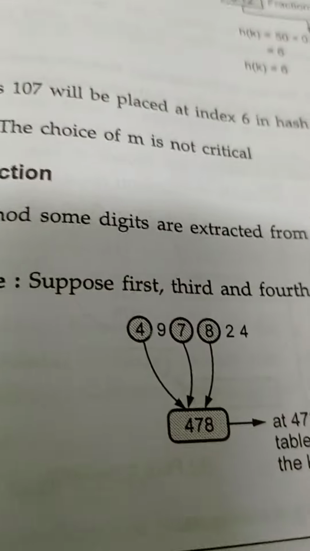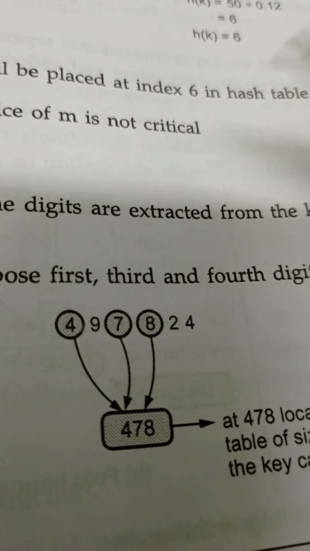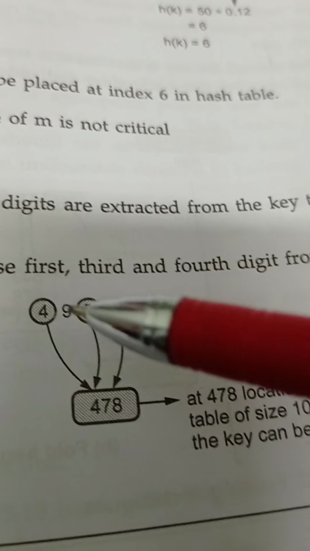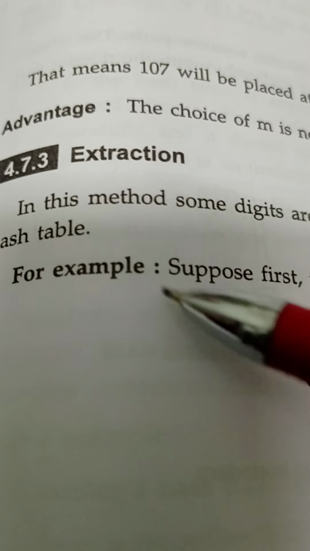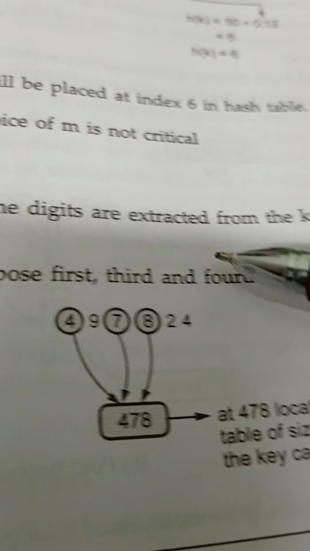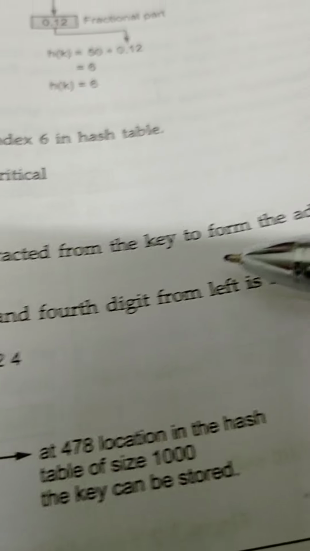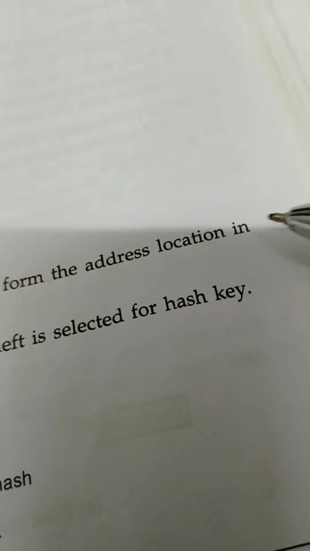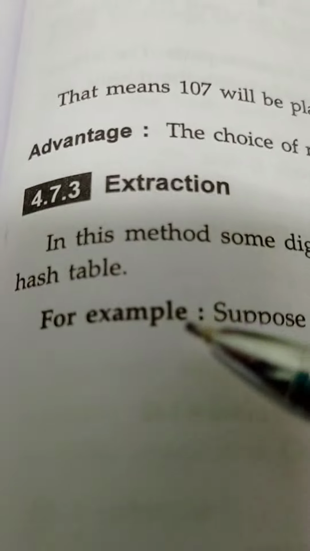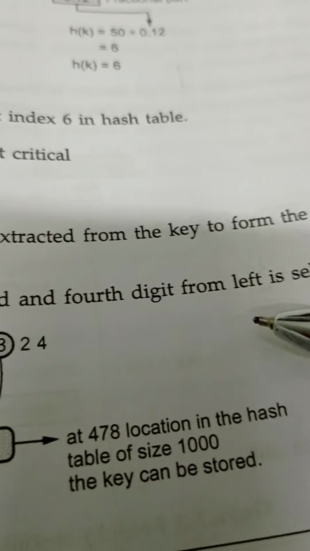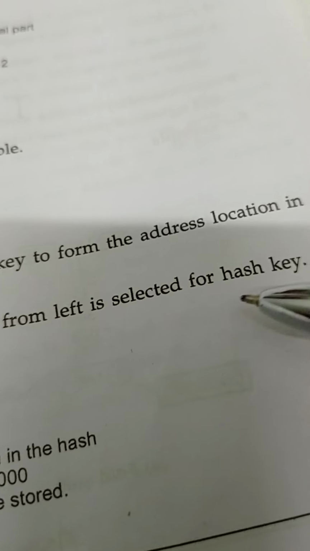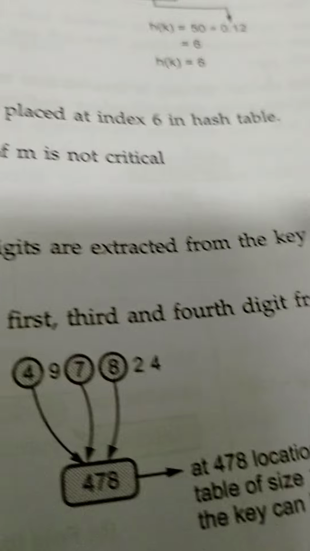Suppose, for example, the data is 6-digit data, that is 4, 9, 7, 8, 2, 4. At that time, what will we do? In this method, some digits are extracted from the key to form the address of the location in the hash table. For example, suppose the first, third, and fourth digit from the left is selected for the hash key.